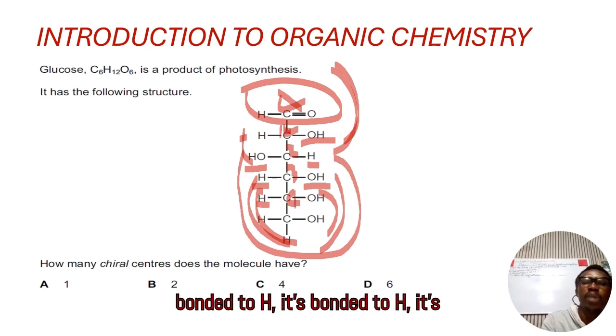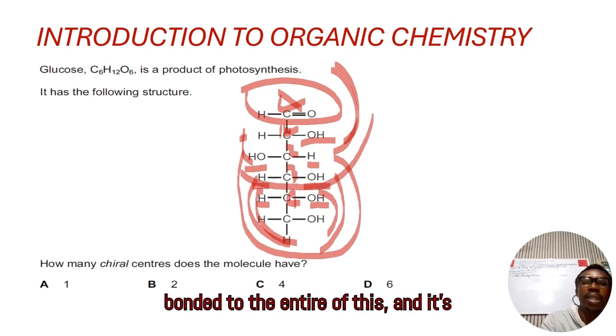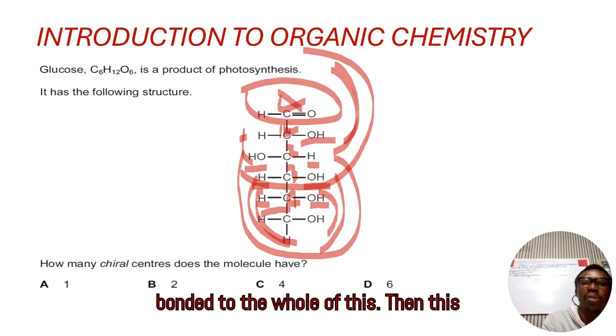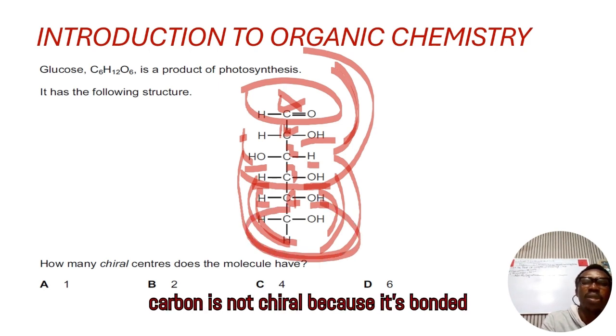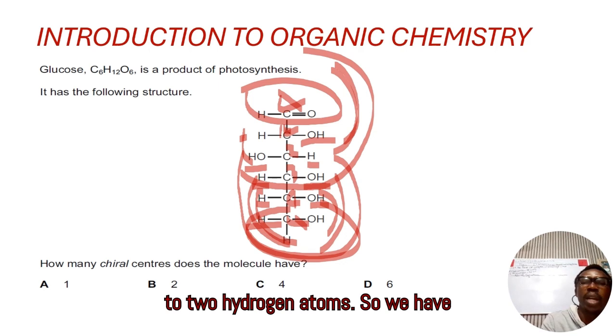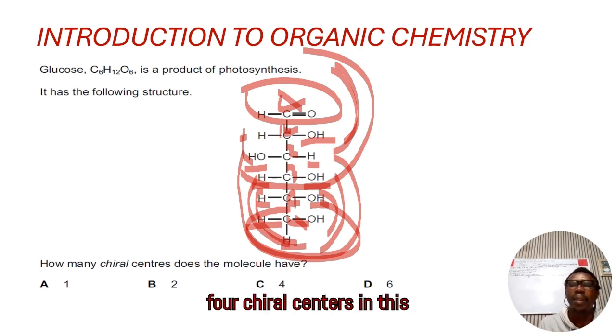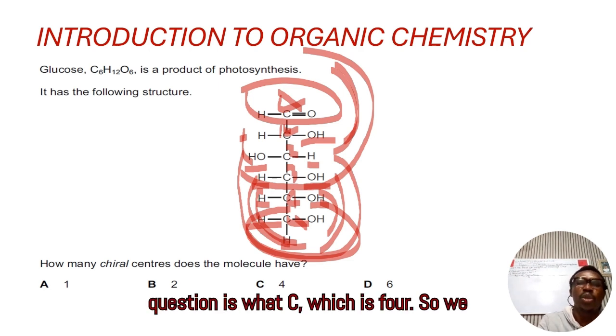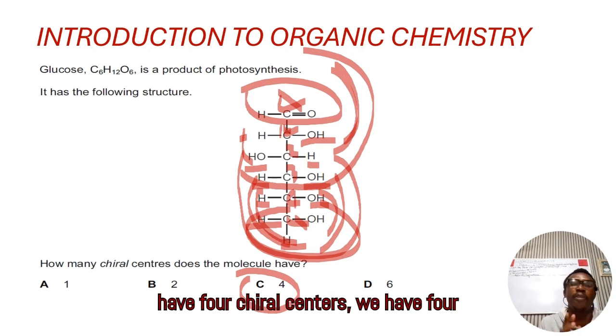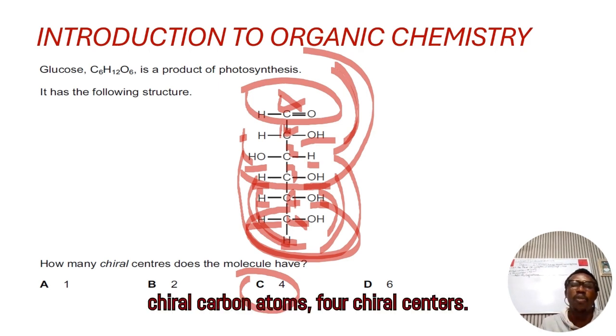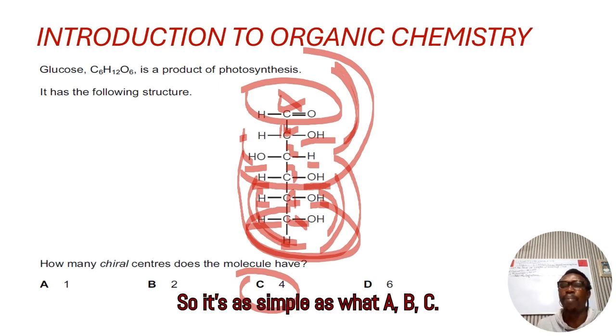Because it's bonded to H, OH, the entire of this, and the whole of this. Then this carbon is not chiral because it's bonded to 2 hydrogen atoms. So we have 4 chiral centers in this molecule. So the answer to this question is C, which is 4. We have 4 chiral carbon atoms, 4 chiral centers.